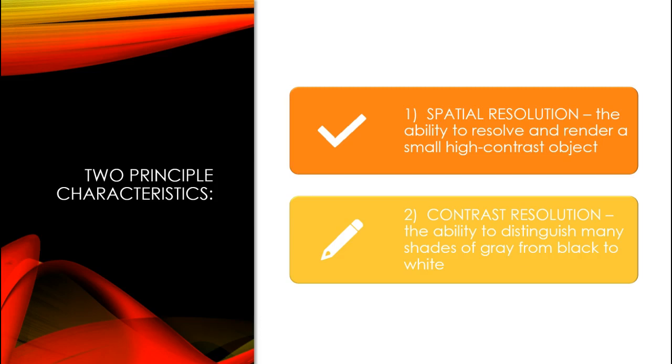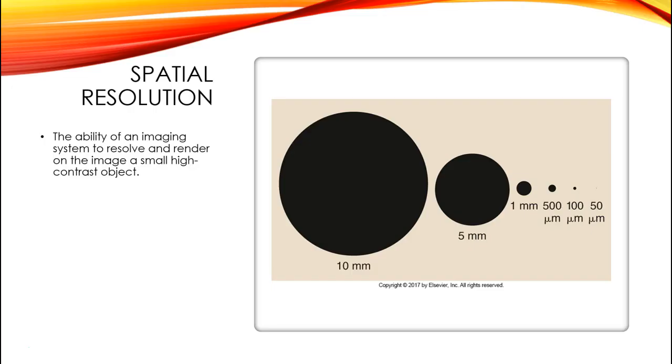Okay, there's two principal characteristics you need to know. Spatial resolution, which is the ability to resolve and render a small, high contrast object. And number two, contrast resolution, which is the ability to distinguish many shades of gray from black to white. Spatial resolution is that ability of an imaging system to resolve and render on the image a small, high contrast object. Also how to differentiate between two side-by-side objects.